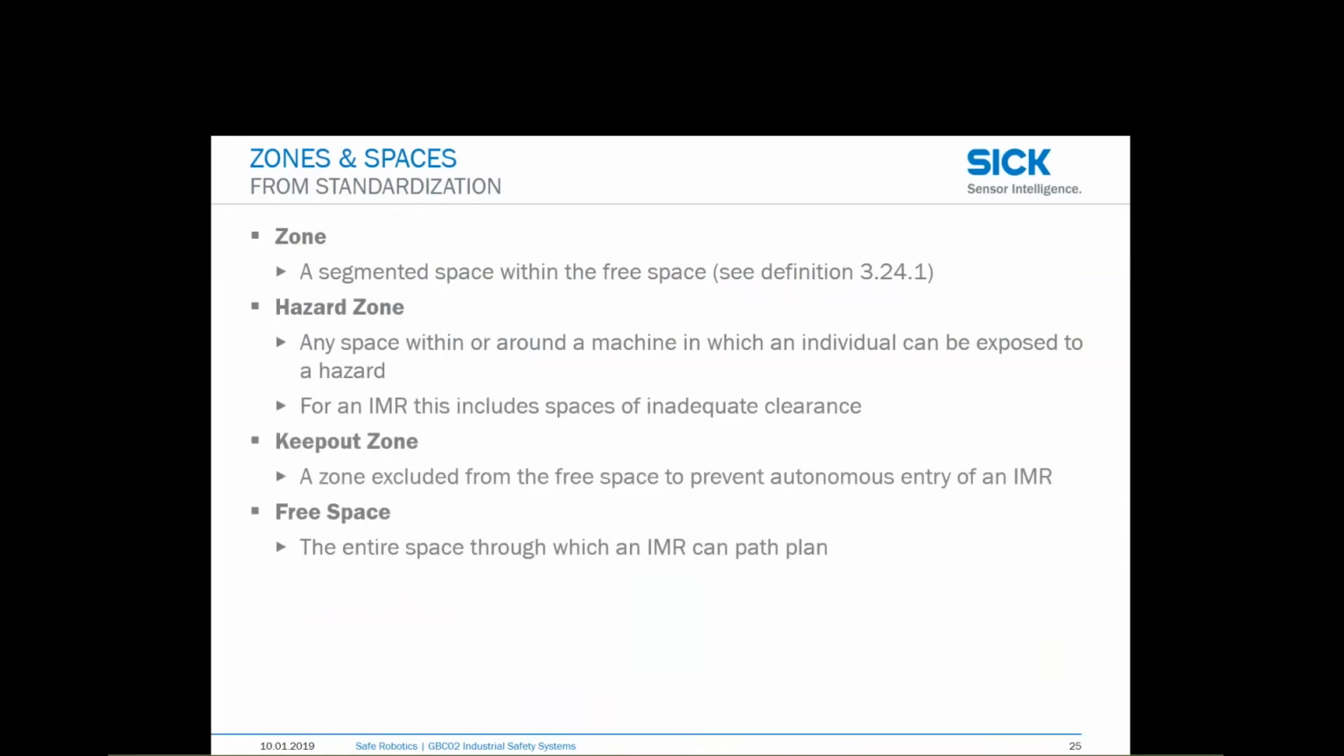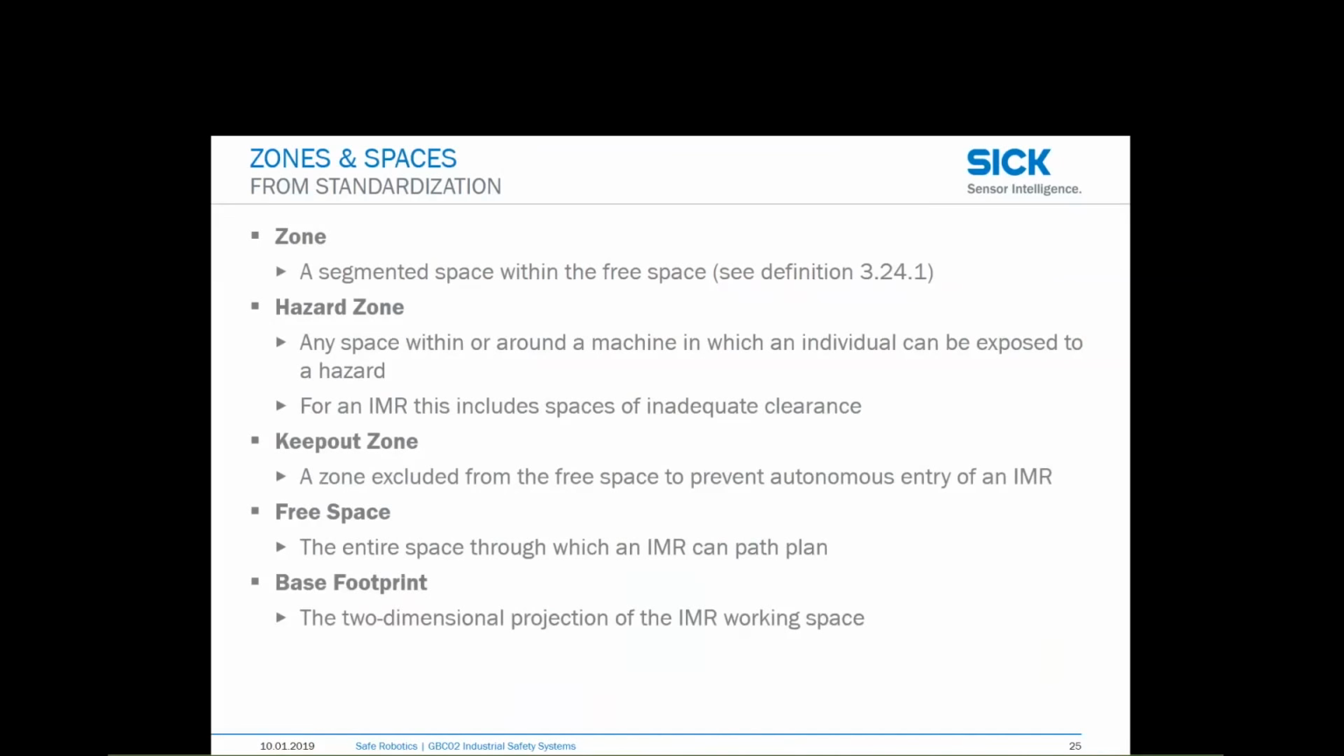Free space is where an IMR can plan its path freely. There are not expected to be any fixed objects. There may be some dynamic objects or other movements in the area, but in this free space, the IMR is free to navigate. But once it goes into an area where it's absolutely restricted, these will be keep-out zones. There just won't be enough clearance. It's already been predetermined. There's no need for the IMR or the AMR to move into the space. So this will be defined as keep-out zones.